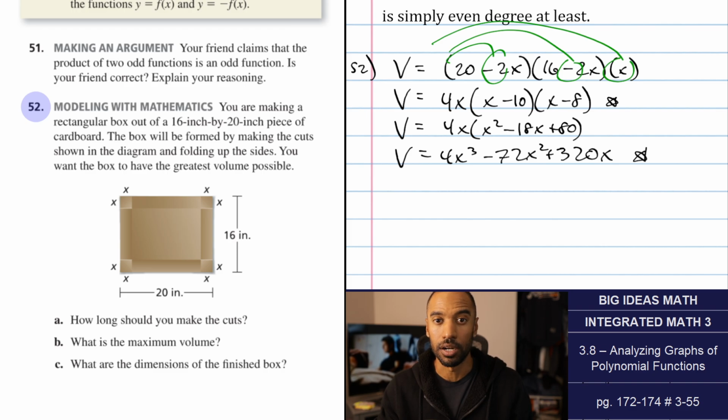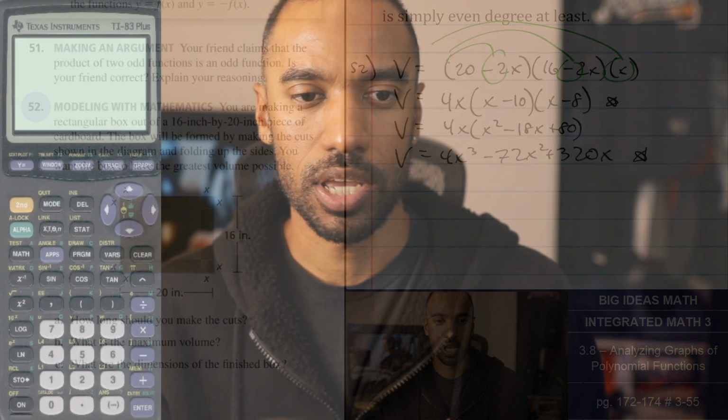The graphing calculator is going to help us find that maximum. I'll just type the one that's in standard form. We got that one. So we have 4x cubed minus 72x squared plus 320x. Let's go to the graph.